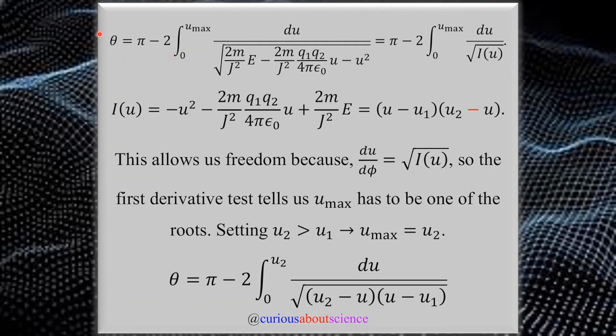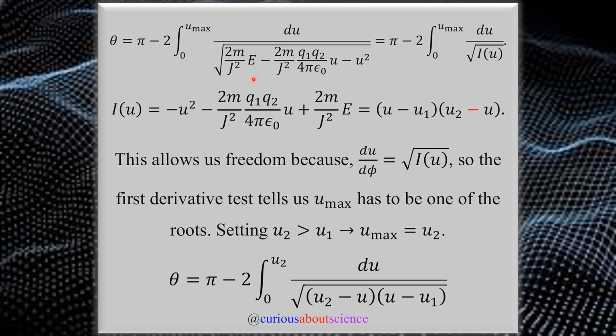All right. So theta equals pi minus 2, and then we see that we have u equals 0 from infinity, and u max, well, this is equal to r minimum. So you could flip it if you wanted to and just do infinity and r max or r min. But again, you're going to get the same results. Here we have du over this nasty thing, which we'll call I as a function of u. And now we can actually break this down.